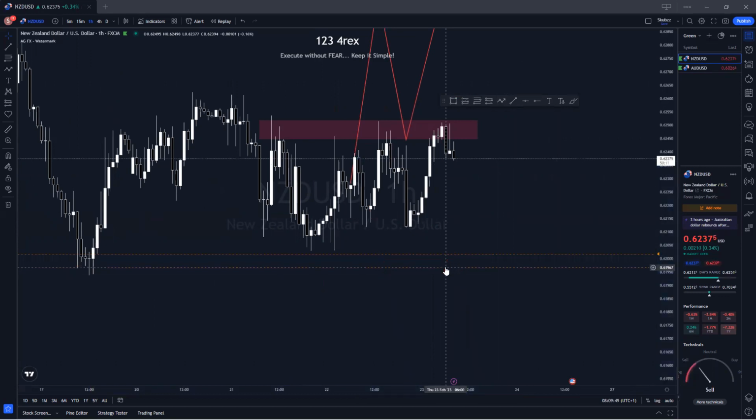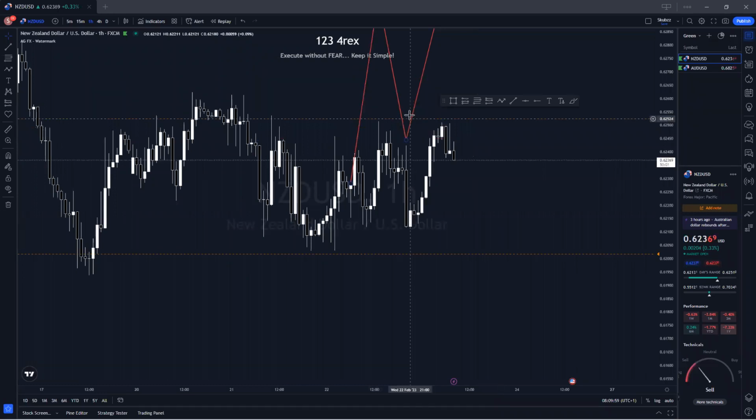Especially for someone like me that just trades two pairs. If you don't see what you're looking for, it's more or less like you can't do anything in the market. You just have to sit down by force and watch. So it's sort of frustrating. Let's go to the 4H and see.